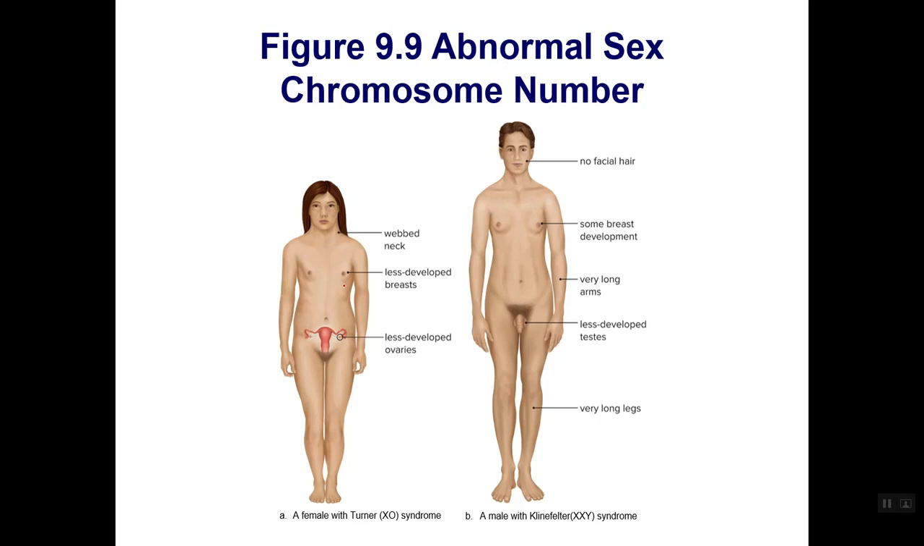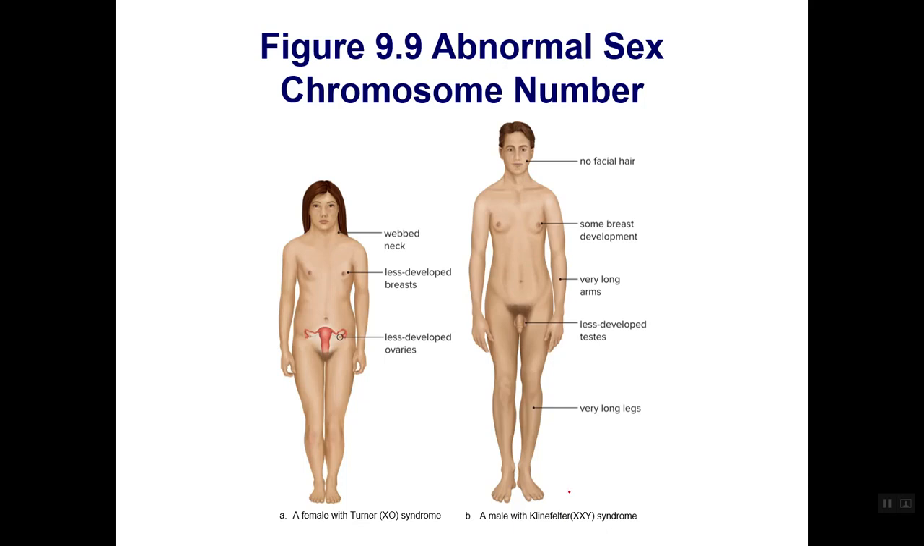They have less breast development because the X chromosome is responsible for the secondary sex characteristics of females, including breast development. So because they have one less X chromosome, that means they have fewer genes coding for the hormones that cause breast development and therefore smaller breasts. They also, for that same reason, have less developed ovaries.